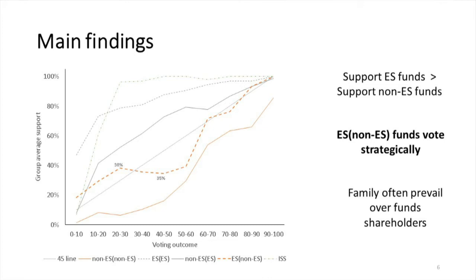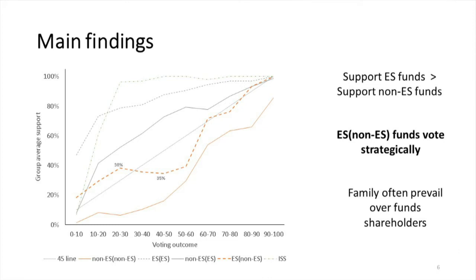Now, almost mechanically, you would expect that for every voting outcome, the support is increasing, right? So it is quite surprising that here, we can see that they are more supportive of proposals that got a 20 to 30% outcome compared to a proposal that got 40 to 50%, which is in principle hard to explain, right?